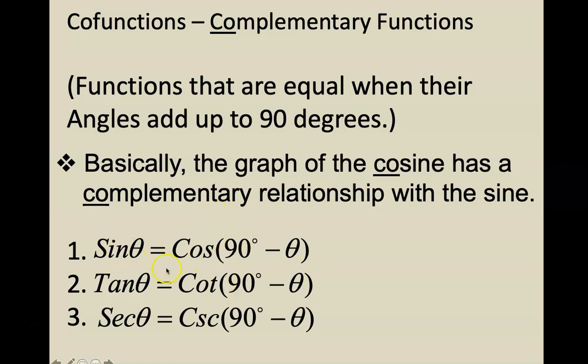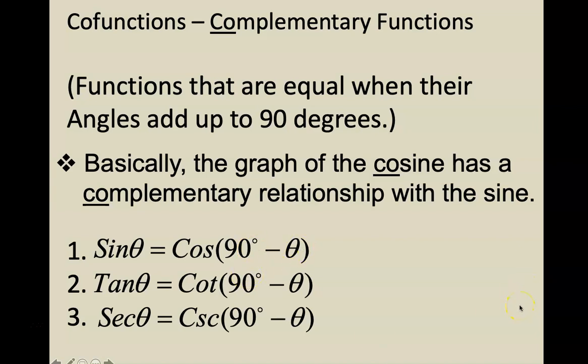Here are 3 what are called cofunction identities. You may want to write that into your little bag of tricks for your identities. Again, these are called the cofunction identities. Sine of theta is cosine of 90 minus theta. Tangent is cotangent of 90 minus theta, and so forth. Secant is cosecant of 90 minus theta. Or if you're in radians, pi over 2 minus theta, like that.